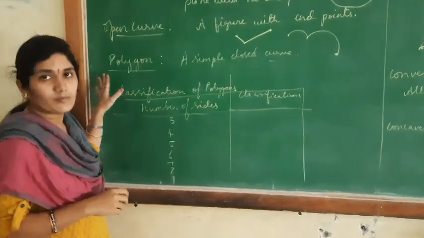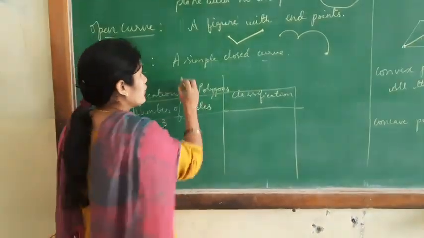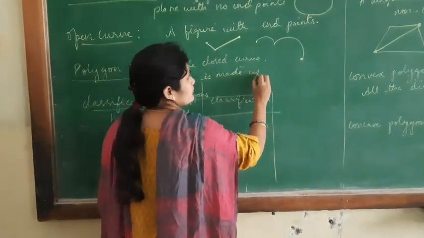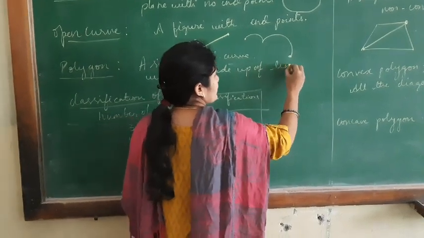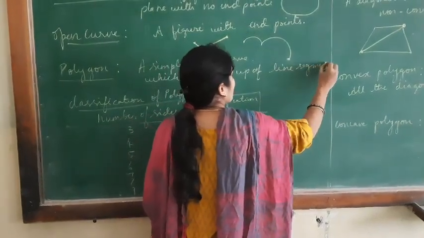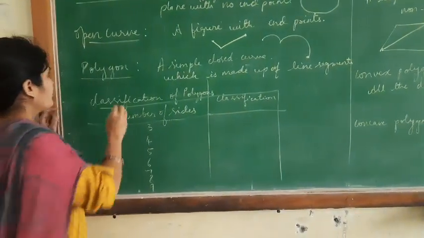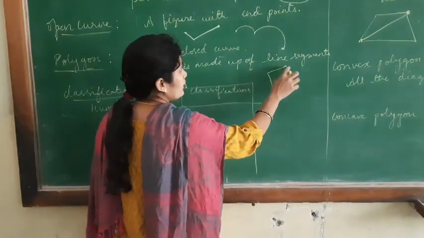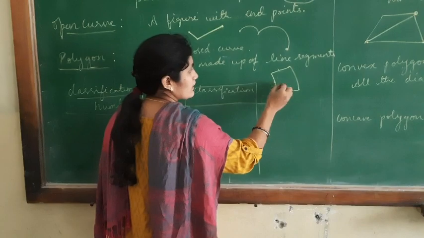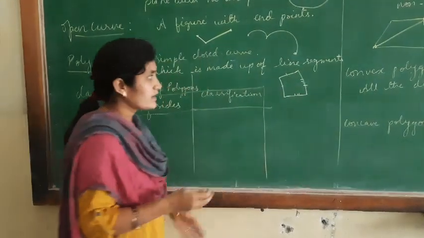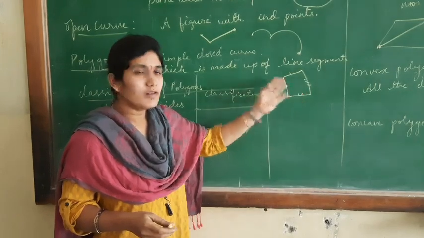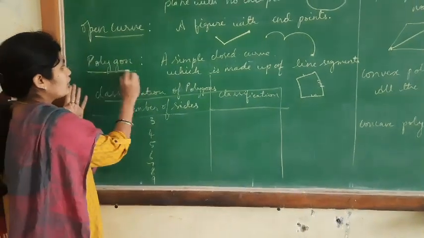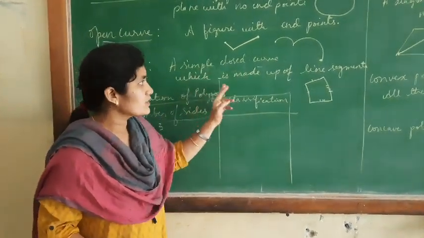Now let us move on to the polygon. A simple closed curve which is made up of line segments is called a polygon. Poly means more, gon means lines. If all the sides may be different, all the sides may be equal. Again further we have classification in that. But here, if it is referred to only as a polygon, it is a simple closed curve which is made up of line segments.